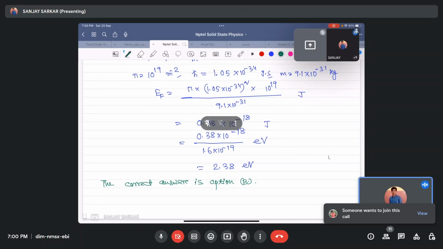So I don't think I can solve any more problems now. Already it's 7, and I have 2-3 more problems from density of states. Maybe we can continue in the next class and start some new topic and solve some new problems. Okay, sir. Yeah. So most probably we'll start with thermal conductivity and all.